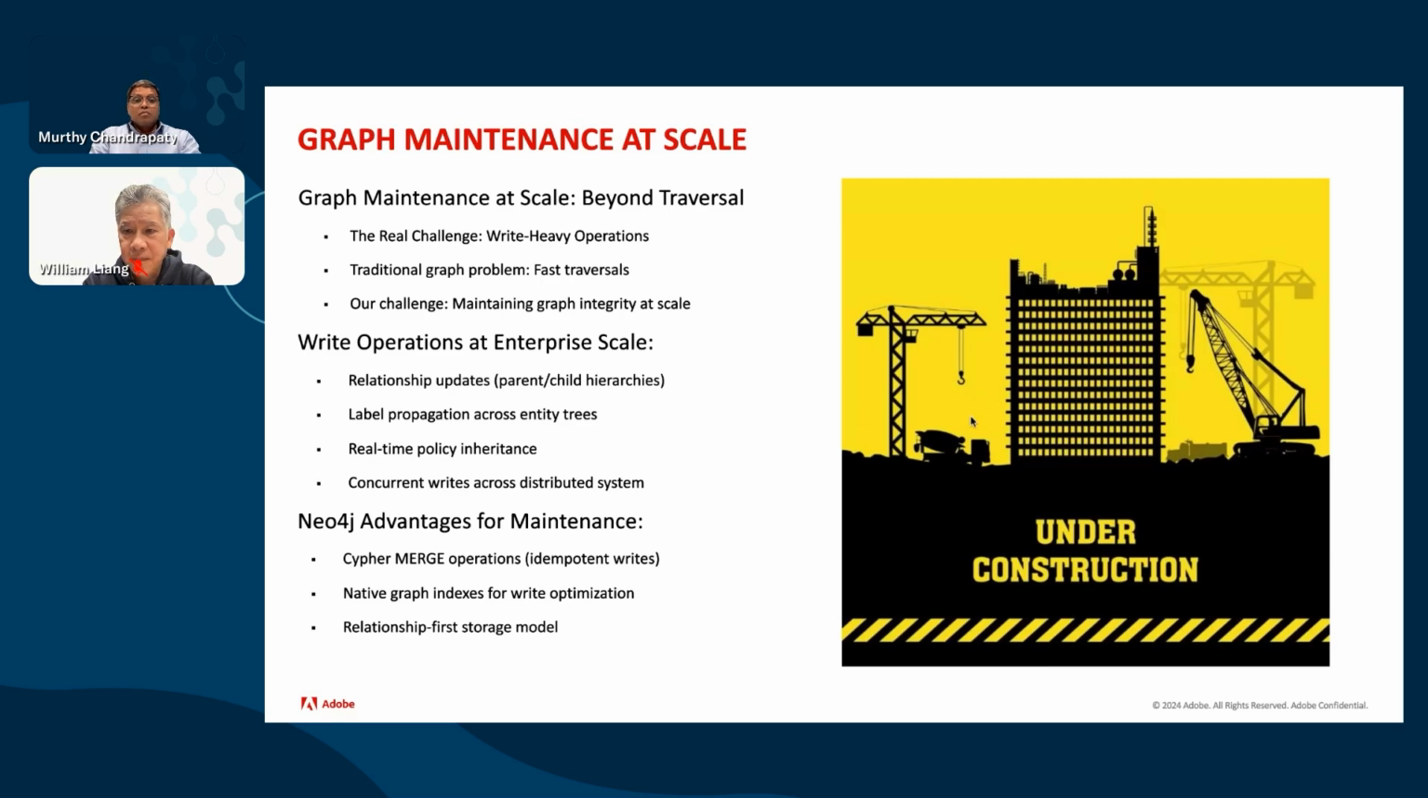Our one critical insight is that graph maintenance is fundamentally different from graph traversal. Most graph use cases focus on fast reads, shortest path, and relationship queries. Our challenge was different. We were write heavy: relationship updates across parent-child hierarchies, label propagation across entity trees, and real-time policy evaluations. On top of that, we have concurrent writes across distributed systems. Neo4j gave us the tools we needed.